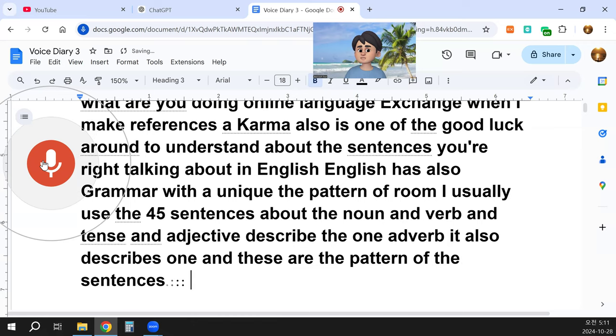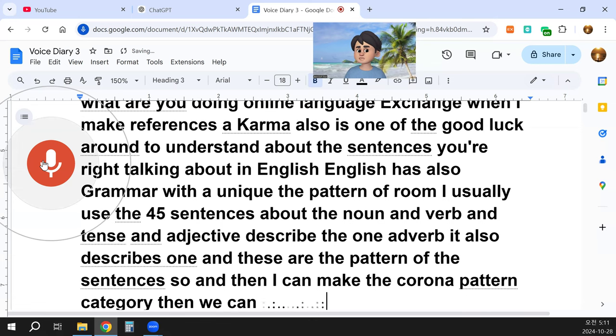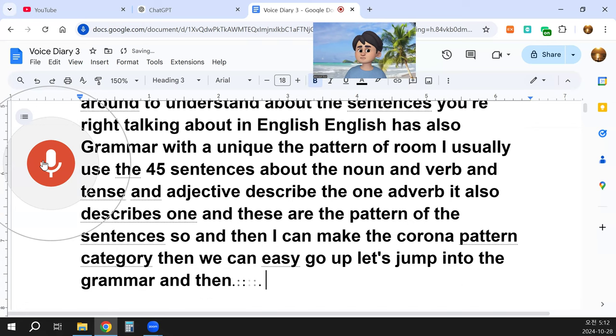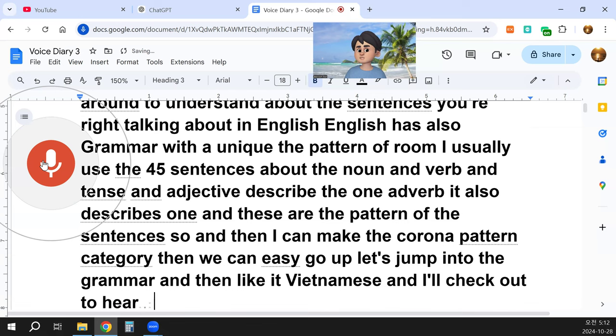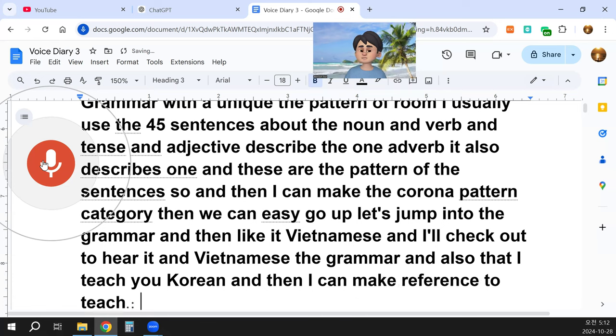So I can make the grammar patterns into specific categories. Then we can easily go up. Let's jump into the grammar of, for example, Vietnamese, and I'll check out Vietnamese grammar here. And also, I teach Korean, so I can make references to teach Korean grammar.